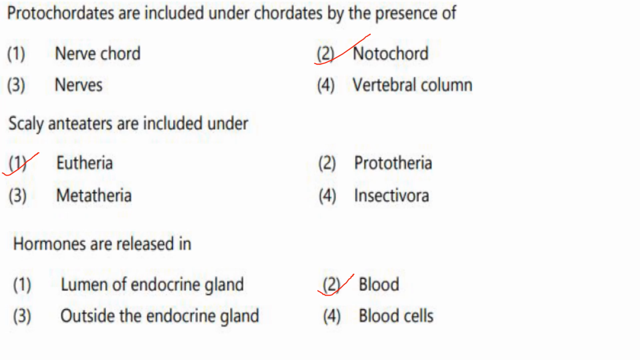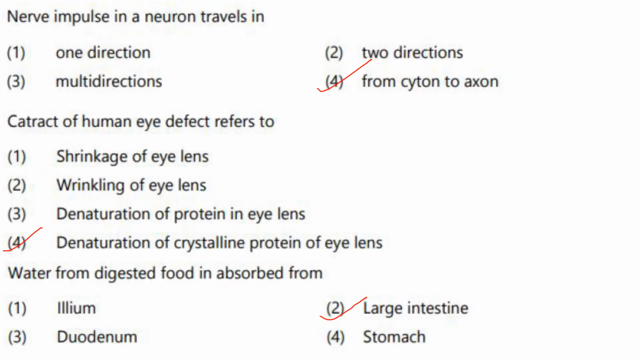Hormones are released into the blood. Answer is option 2. Nerve impulse in a neuron travels in one direction, two directions, or multi-directions from cyton to axon. That is more correct. So nerve impulse in a neuron travels from the cell body to the axon, cyton to axon.